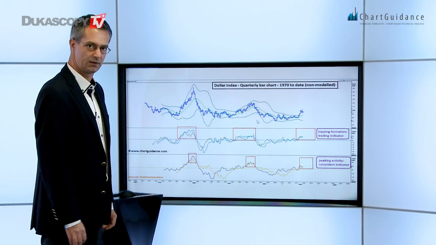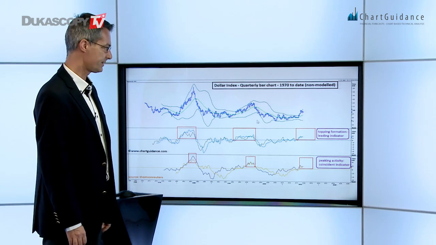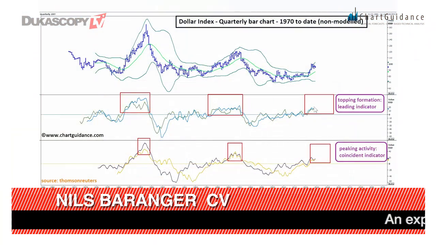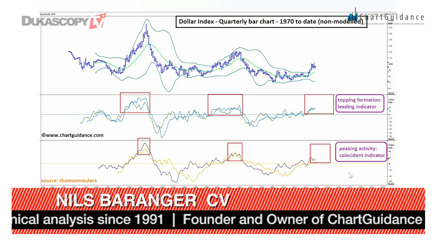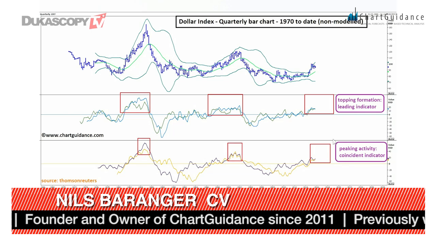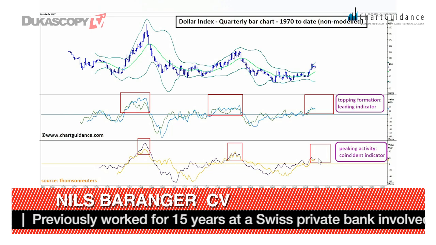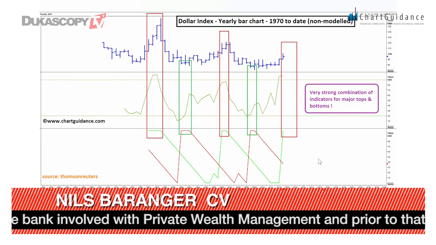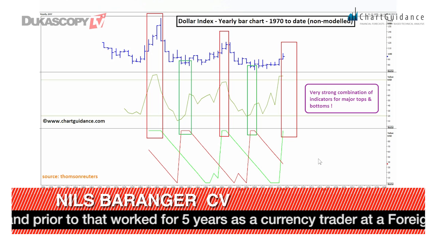First of all, what we can notice is that we are in the very early stages of a bottom formation. As we notice with the overlying momentum oscillators, we are at the very beginning of the topping process. And concerning the underlying momentum oscillators, we need some kind of peaking activity, which won't happen before next year at the earliest.